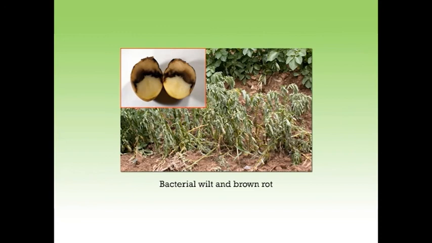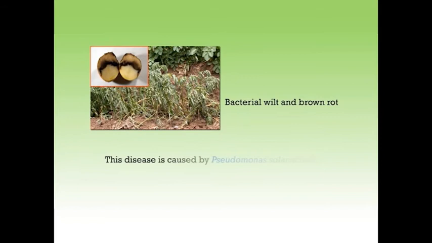The next one is bacterial wilt and brown rot. This disease is caused by Pseudomonas solanacearum. The most common symptom of the disease is sudden wilting of the plants. Eyes of tubers are also blackened. Let's see the control measures for this disease.